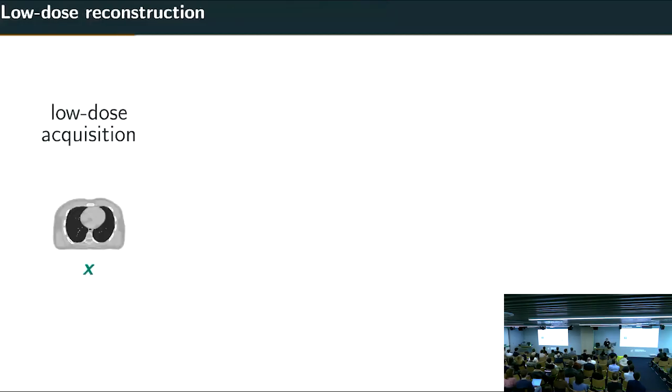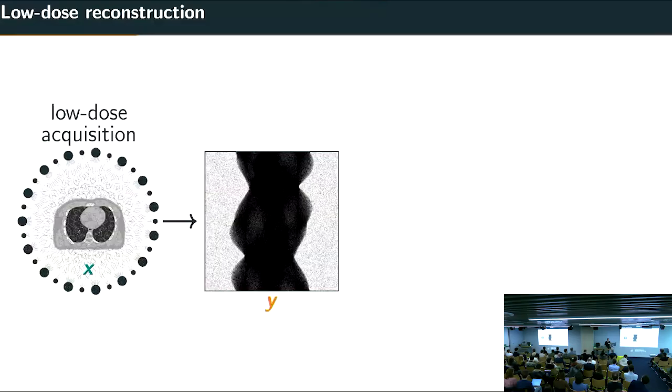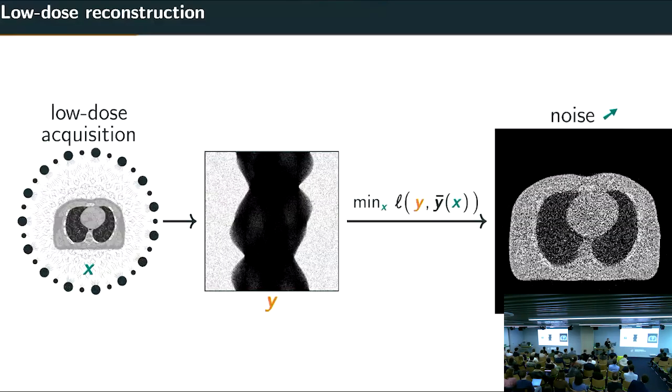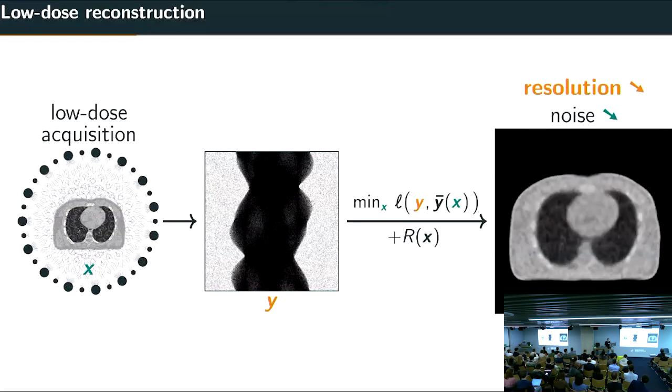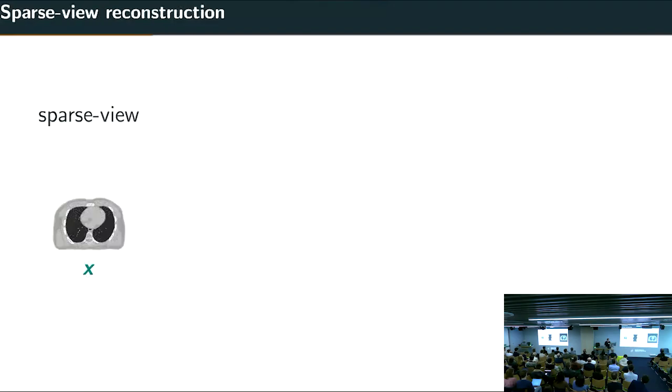So now say, for example, we want to reduce the dose. We have the same patient, we have the same source trajectory, but we emit fewer photons per angle of view, and we obtain a noisy sinogram, so a lower signal-to-noise ratio. And if we perform a reconstruction, we have more noise in the image. We can compensate for this by adding a regularization term. So we reduce the noise, but at the same time, we also reduce the resolution.